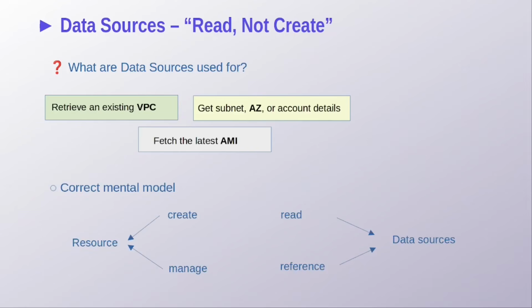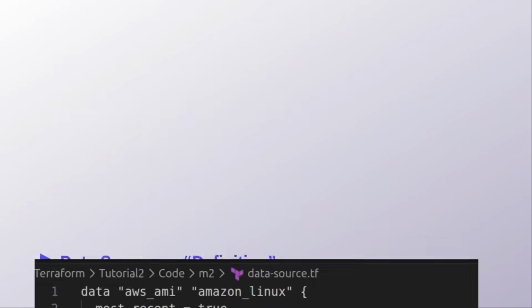Correct mental model, please remember this very clearly. Resource: create and manage. Data source: read only. Dependency rule: a resource can depend on a data source. A data source never depends on a resource. This rule is very important for correct design.